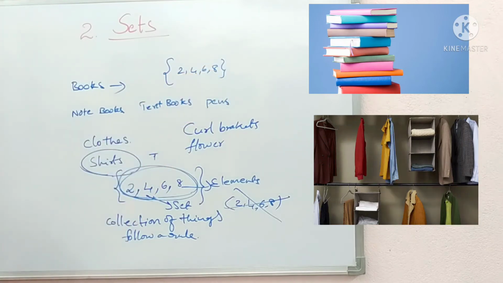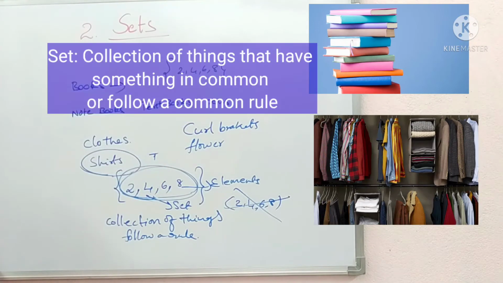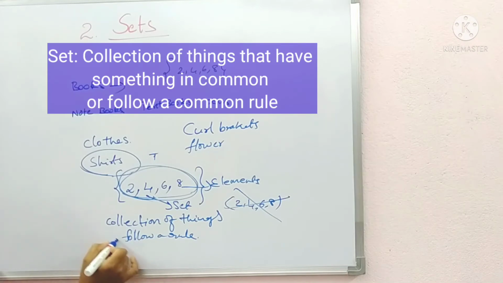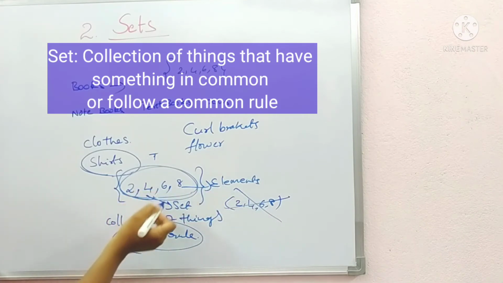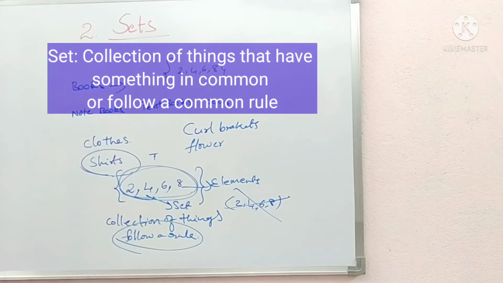So what is a set? A set is a collection of things which have something in common or follow a rule. And the things in the set are called elements, and they are separated by commas and put in curly brackets. That is the definition of a set. Okay, now we will see the roster form of the set and set builder form.